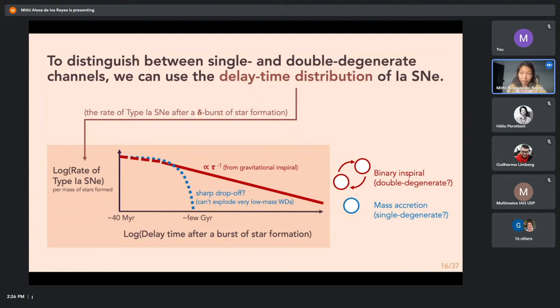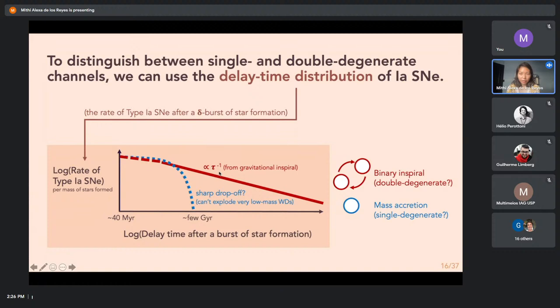So for example, if we look at supernova models that involve a binary inspiral, so this includes most of the double degenerate models, the delay time distribution from general relativity can actually be shown to be proportional to t to the minus one. And this is just because if you compute how long it takes for a binary system to inspiral towards each other as a function of radius, and then compare that to the distribution of binary radii for binary white dwarf systems, you get something that's close to t to the minus one.